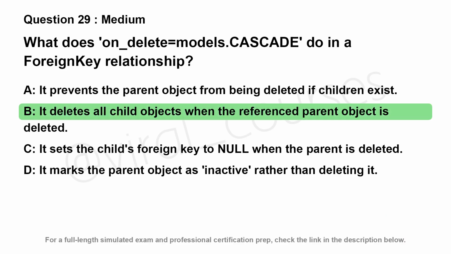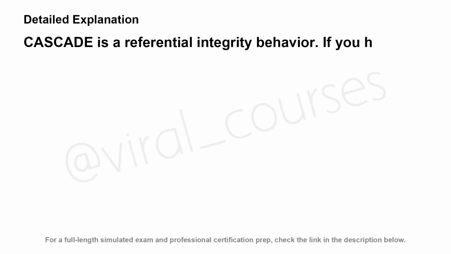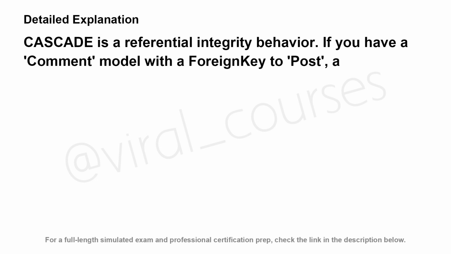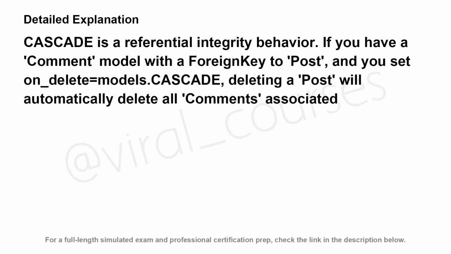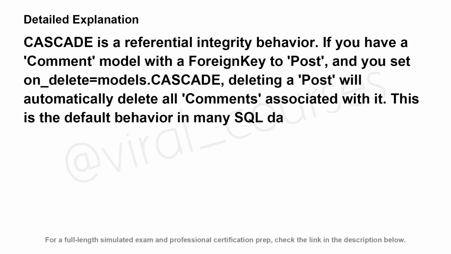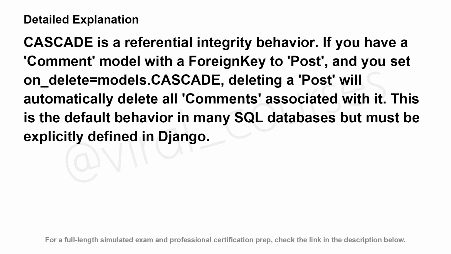The correct answer is B. Cascade is a referential integrity behavior. If you have a comment model with a foreign key to post, and you set on_delete=models.CASCADE, deleting a post will automatically delete all comments associated with it. This is the default behavior in many SQL databases but must be explicitly defined in Django.